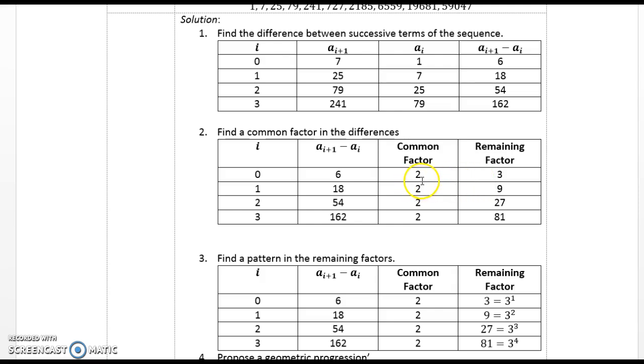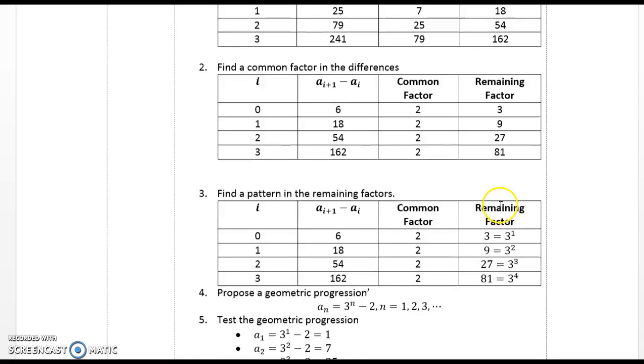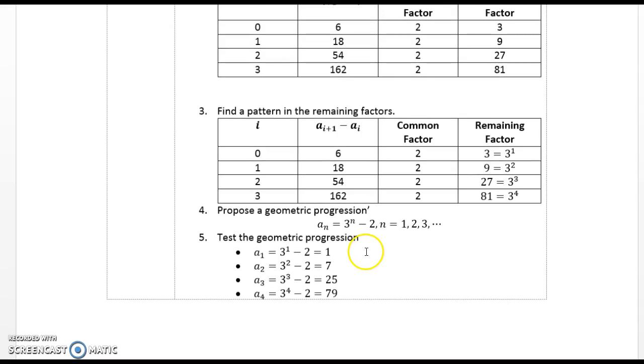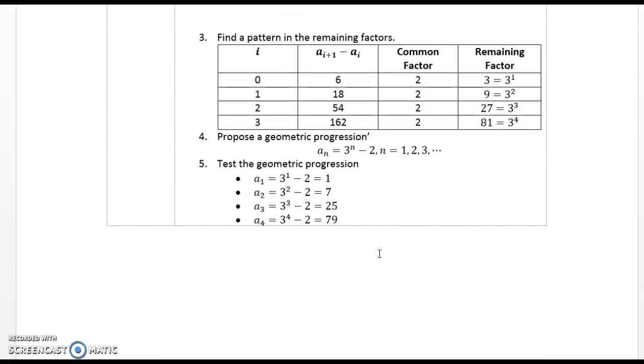The common factor for each one is 2. 2 times 3 is 6, 2 times 9 is 18, and so on. And the remaining factor is 3, 9, 27, 81, which we recognize as powers of 3. So we propose a geometric progression. A sub n is equal to 3 to the n minus 2 for n equal 1, 2, and 3. And we arrive at the sequence.